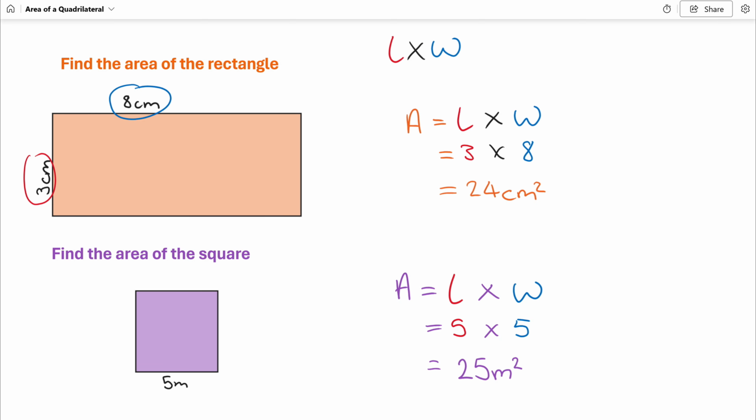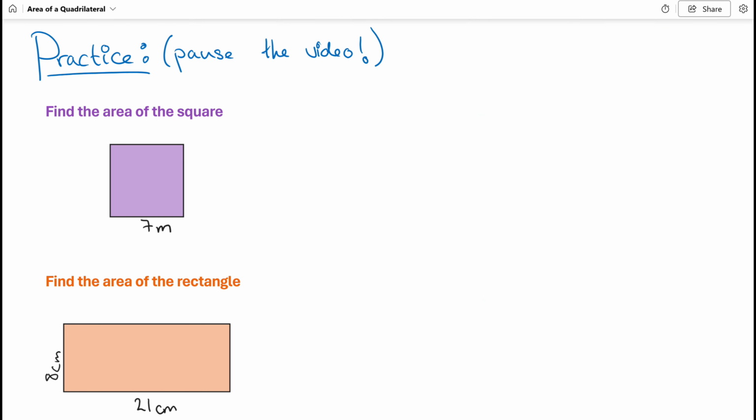Cool, let's get into some practice then. Here are some examples for you to try. Feel free to pause the video and have a go at them, and then resume the video when you are ready for the answers. Alright, welcome back. Let's get straight into it.